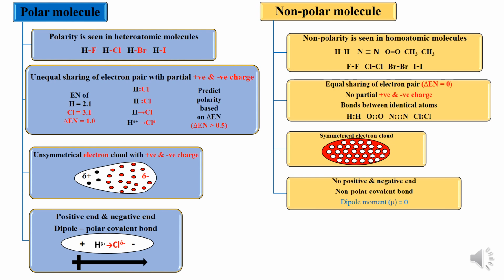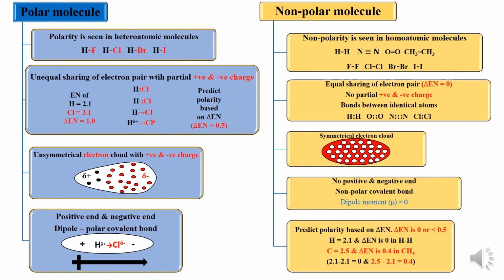Dipole moment is a measure of polarity of a molecule, and is denoted by the symbol mu. Dipole moment is a vector quantity. It has both magnitude and direction. In case of non-polar molecules, dipole moment is 0 because there is no positive and negative end in the molecule. So one can predict polarity based on the electronegativity difference between the atoms held together by a covalent bond. Whenever the electronegativity difference is 0 or less than 0.5, you can take it for granted it will be a non-polar molecule, or the bond will be a non-polar covalent bond.